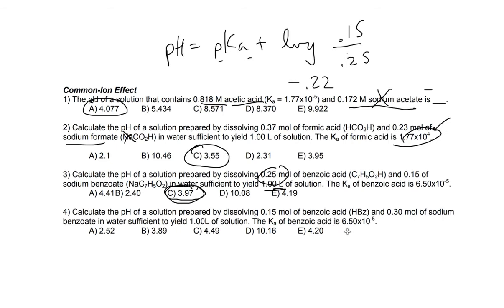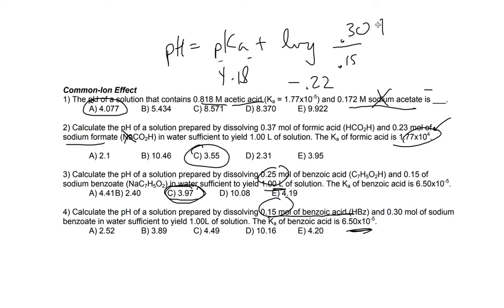Same thing basically with this. If you take a look, my pKa is 4.18. I'm taking my moles of my acid, which is going to be 0.15. So then I'm just basically changing this. On the bottom, it says 0.15 moles of benzoic acid, so I put 0.15 there, 0.30 of the conjugate base, and then you're going to basically calculate it out.